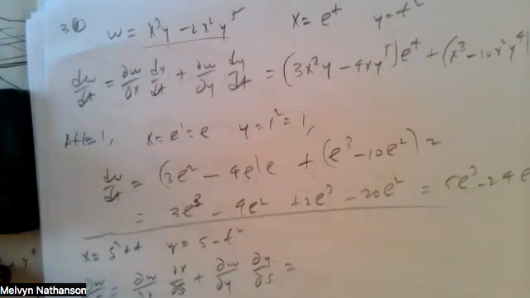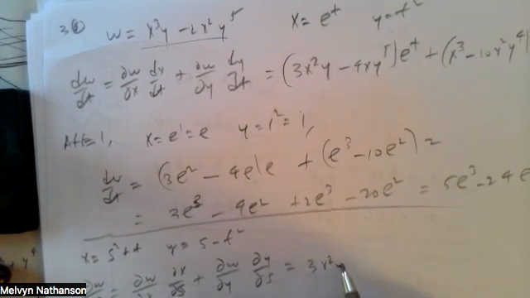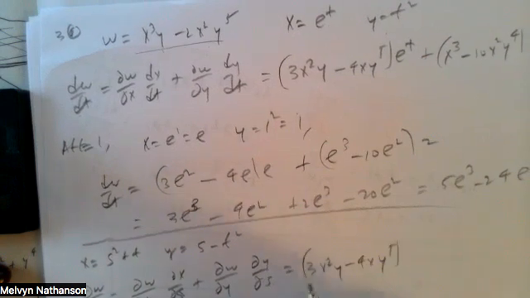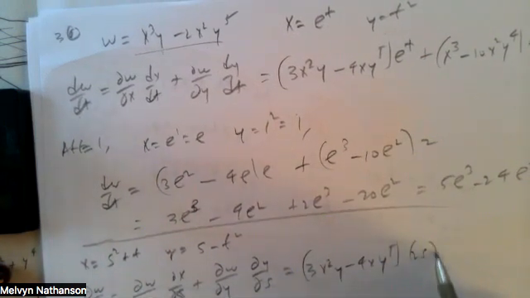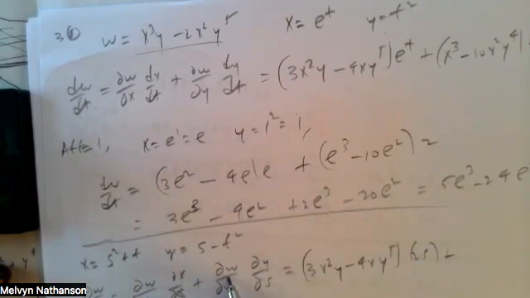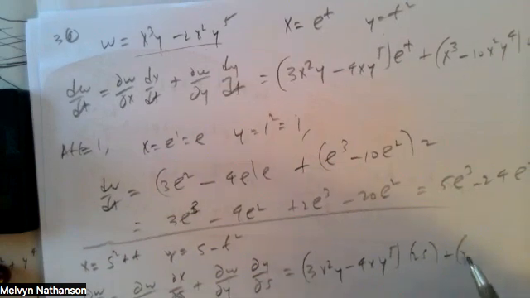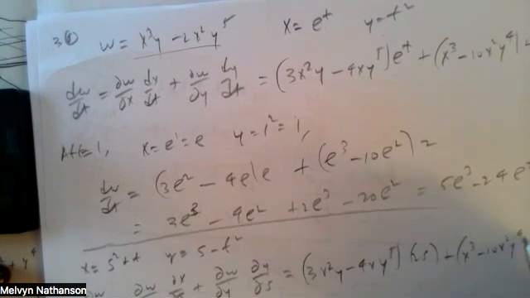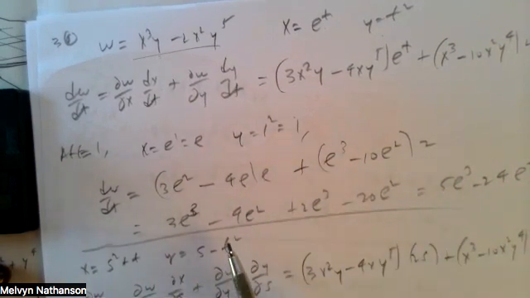Partial of w with respect to x, we already calculated, that's 3x squared y minus 4x y to the fifth. Partial of x with respect to s is 2s. Plus the partial of w with respect to y, which is x cubed minus 10 x squared y to the fourth, times the partial of y with respect to s, which is 1.